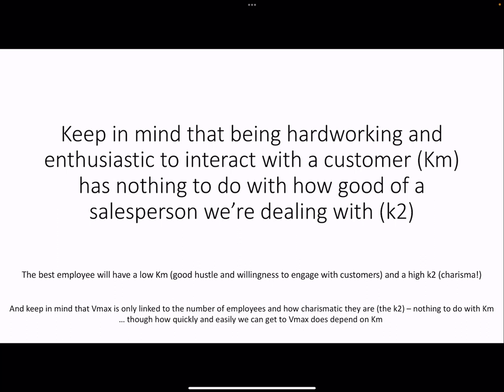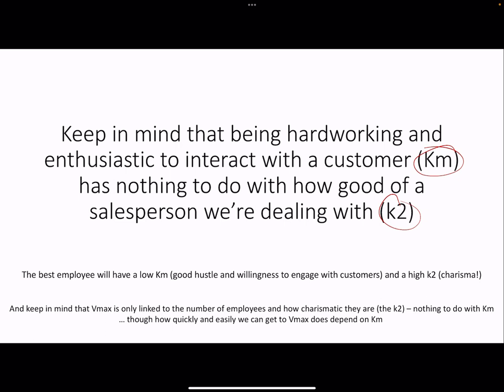All right, so again, I'm going to really hammer this in. KM and K2, let's not over anthropomorphize it, right? There might be a correlation between a hardworking employee and a charismatic one, but we're pretending like they're completely different things, right? You could have a high KM, high K2, low KM, low K2, high KM, low K2, or low KM, high K2, right? You could have any of those four combinations.